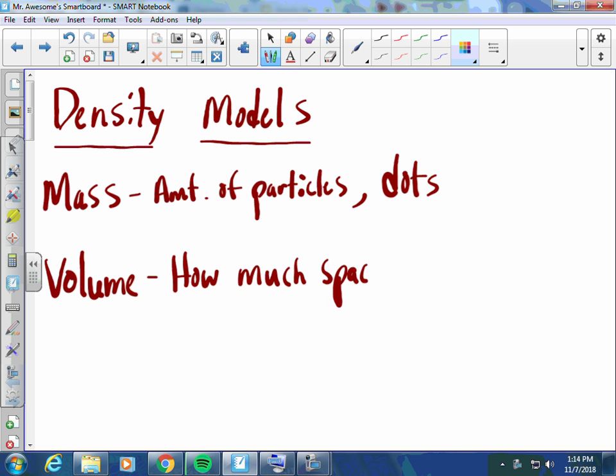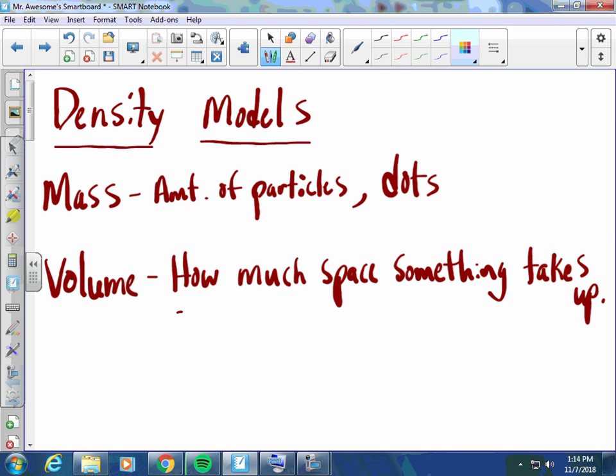How much space something takes up. Raise your hand if you can tell me how we show that in a model. Michael? The size of the object.